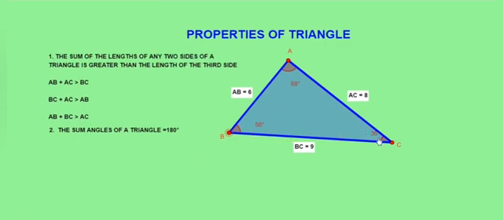What is 56 plus 36? 50 plus 30, 80. 6 plus 6, 12. So 92. 92 plus 80 is 100... 100 plus 80 is 180. So here we got the sum as 180.